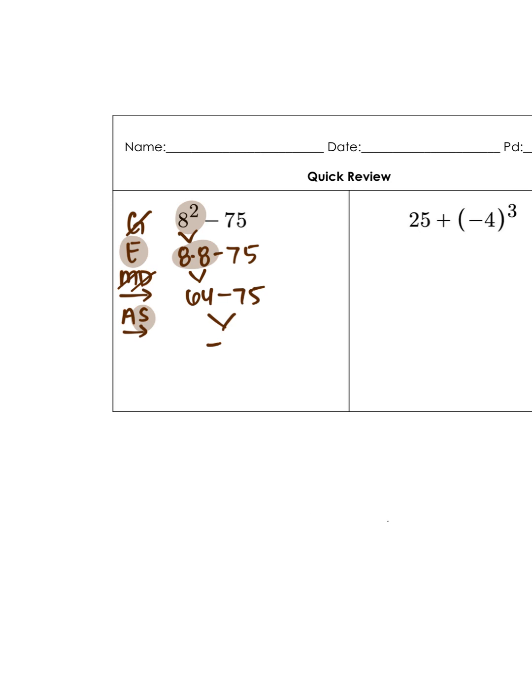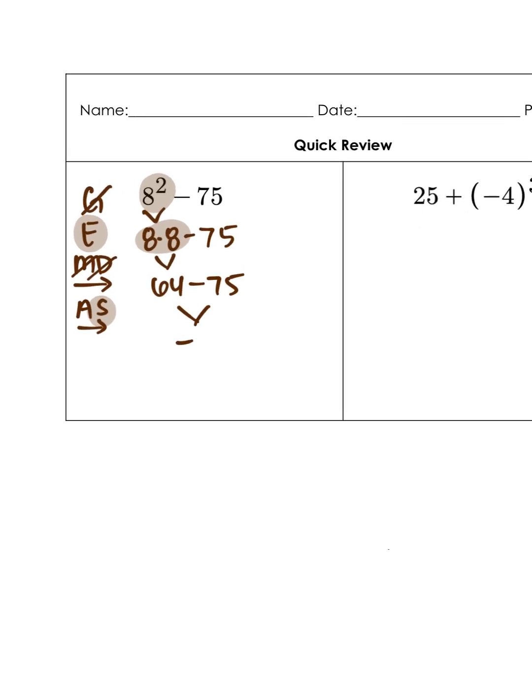In order to figure out what it's actually worth, I'm going to think same signs add, different signs subtract. Well, that's a positive 64 and a negative 75, so those are different signs. So I'm going to go ahead and do the subtraction over here of 75 minus 64. 5 minus 4 is 1, and 7 minus 6 is also 1. So I already knew my answer was going to be a negative. Now I know that it's negative 11. To make sure that I'm completely finished, I'm going to go ahead and box my answer.